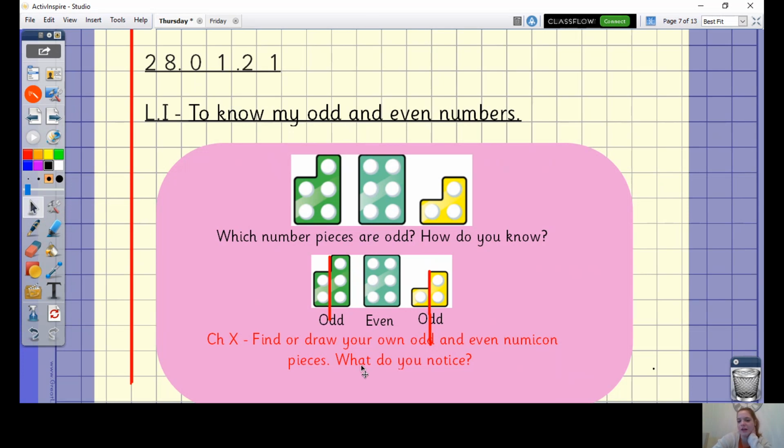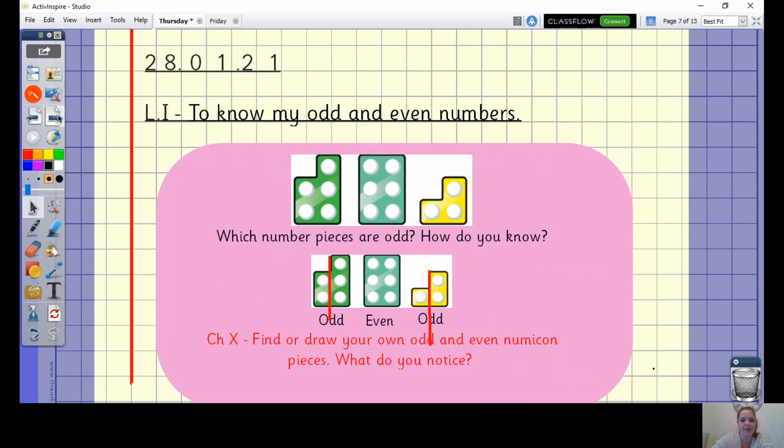Okay, well, it's a bit of a challenge then. I wonder if you can find or draw your own odd and even Numicon pieces. You may want to add those to your odd and even table or draw your own odd and even table to draw some Numicon pieces that are odd and some Numicon pieces that are even. Again, see if you can notice a pattern at all.